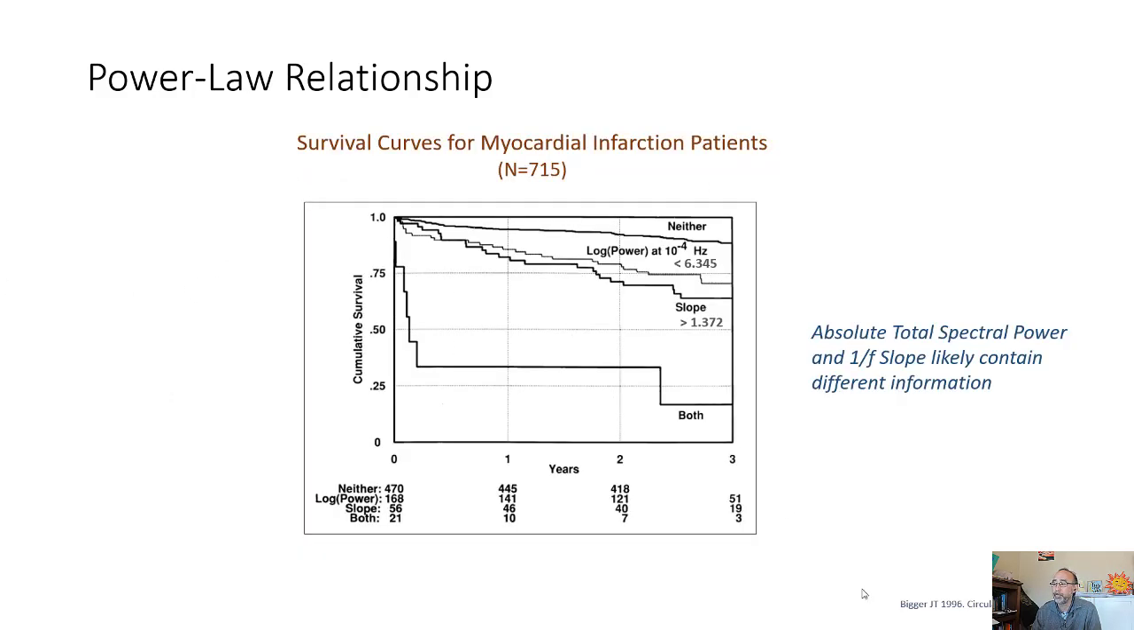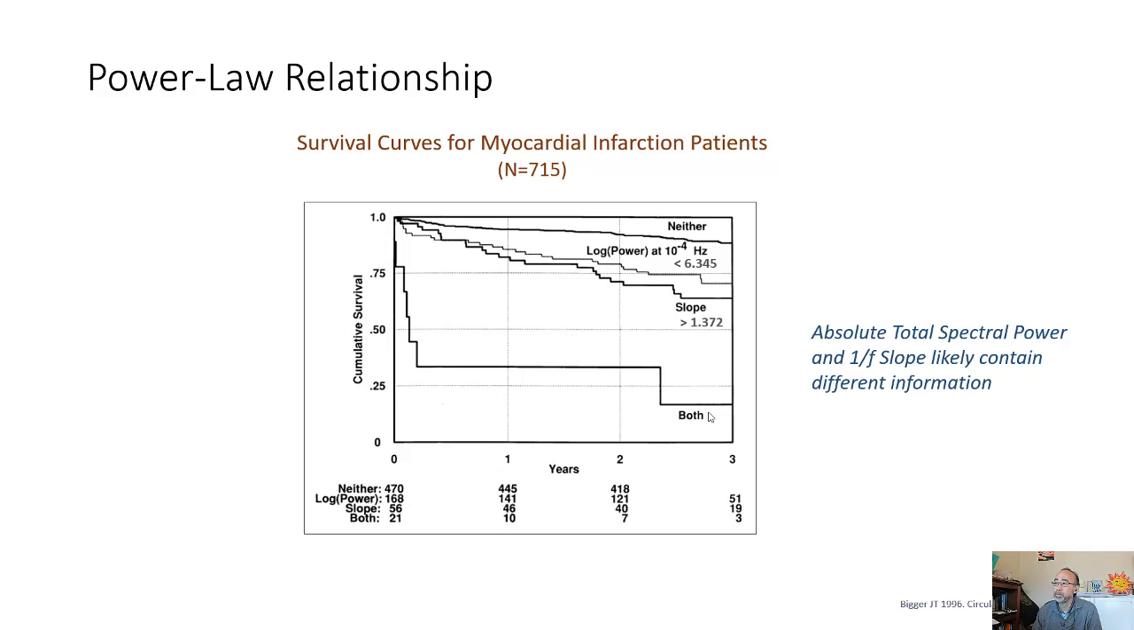This is a graph that came from that same publication by Bigger et al. in 1996. This is a survival graph for the MI group, which numbered 715. And we see here that individuals that had both high heart rate variability power and a normal slope, which resembled pink noise, had higher survival overall and lower mortality, whereas those individuals with low heart rate variability power had worse mortality, and the same also applied to those with a power law slope greater than 1.372. A combination of both these factors, total power and power law slope, had much worse mortality overall.